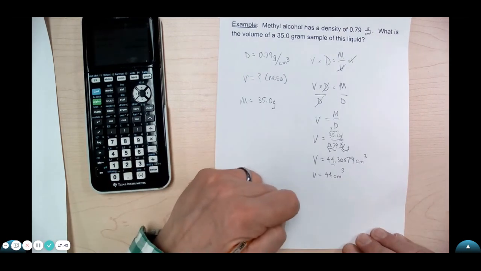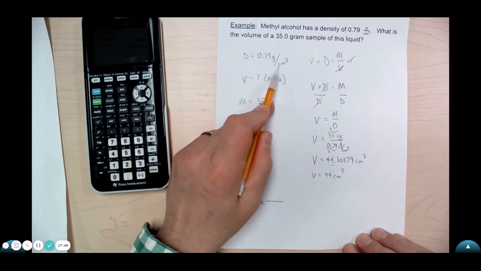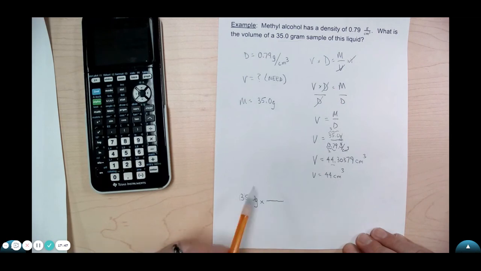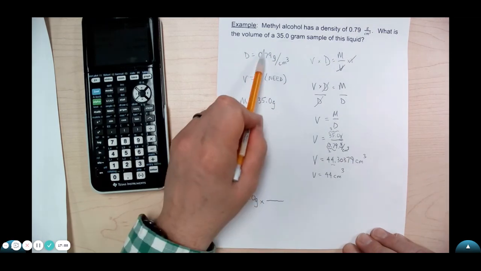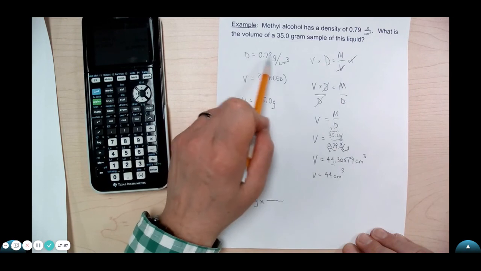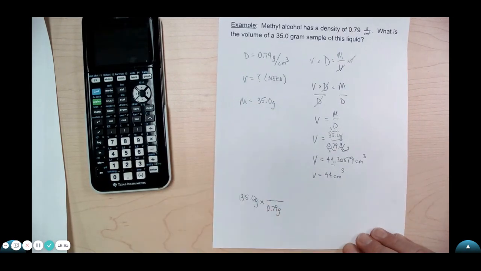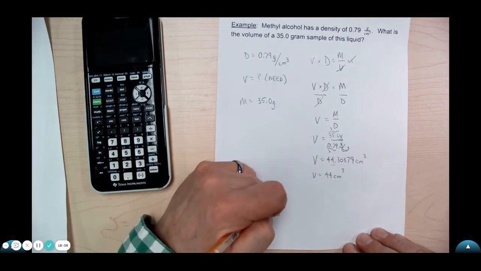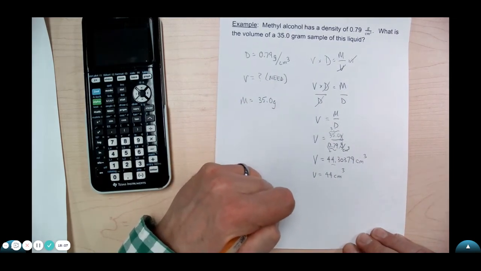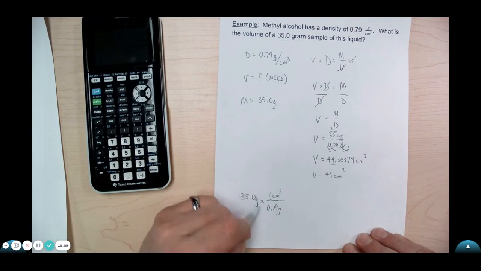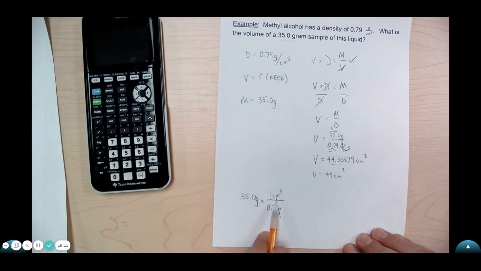Well, should I leave it like this or should I flip it? Let the units kind of guide you. I got grams here. I want that to cancel. That means I'm going to want grams here. So I'm going to take this part, 0.79 grams, and I'm going to put it down there. And I'm going to put my 1 cubic centimeter up here. Grams cancel. Cubic centimeter is all that's left.